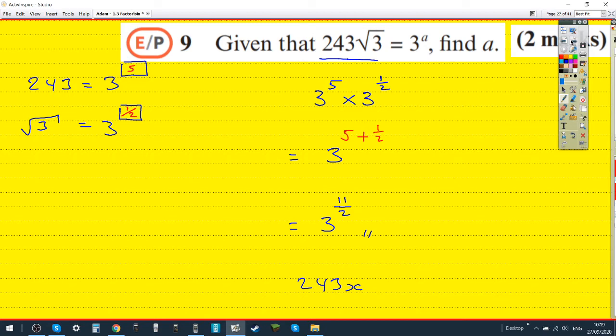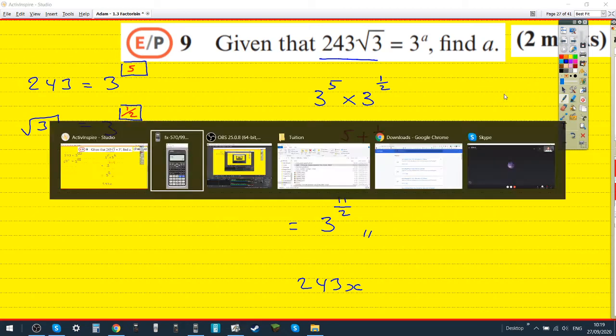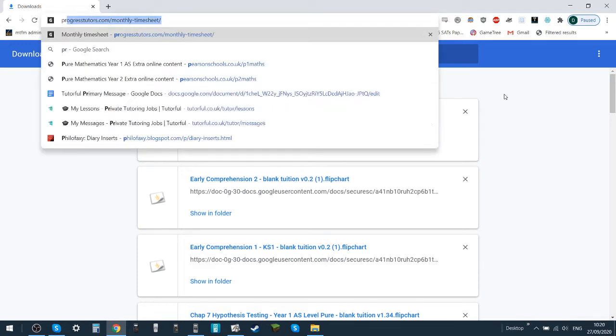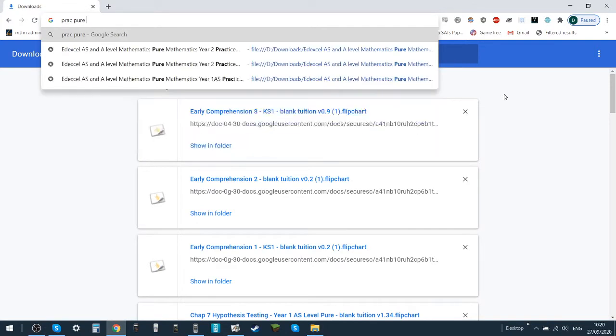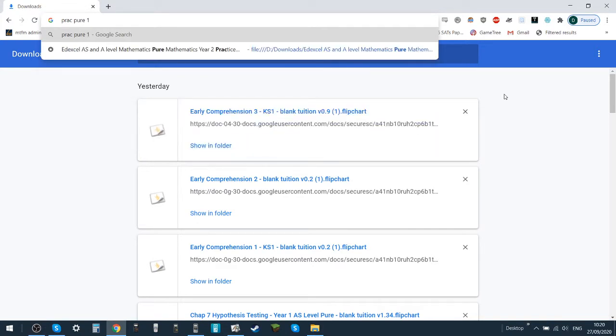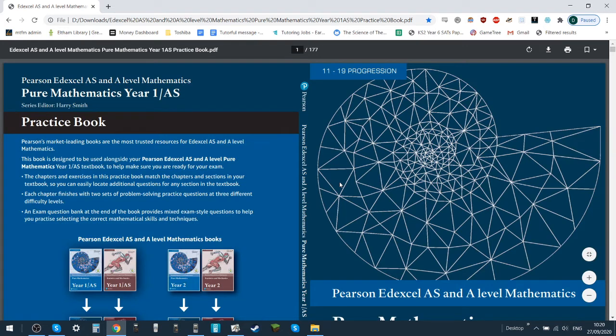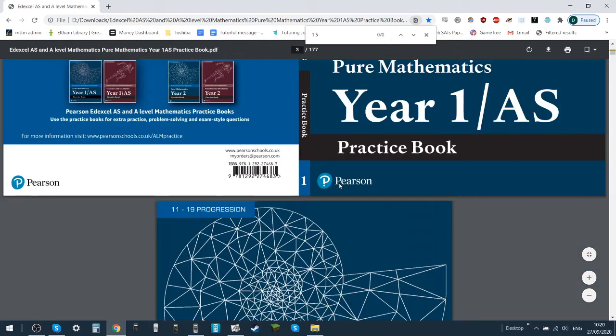I'm a bit confused on this question. So that's the confusing one. All right. Let me see. I want to try the other book. Practice pure 1. Why is it pure 2? Where's pure 1? Here we go. So 1.5.